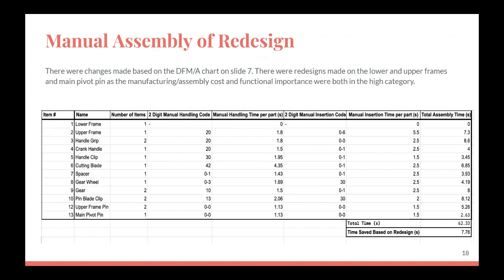Because the lower and upper frame were redesigned, the insertion time per part was reduced for the gear wheel, lower frame pin, and main pivot pin. The total assembly time was reduced by approximately 7.76 seconds based on the redesign.